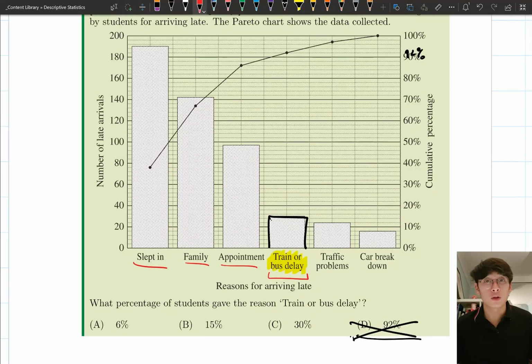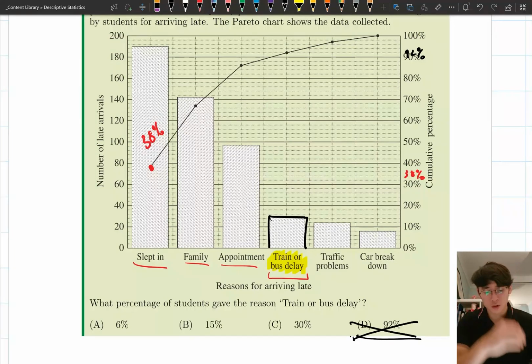So to find the percentage of train or bus delay being the cause, we want to look at how much it jumps from the previous one to this one. Let's go through the cumulative percentage section. If you have a look at this first dot, that's at roughly 38%. That tells me that this first column of sleeping in contributes to 38% of all of the reasons that a student is late to school.